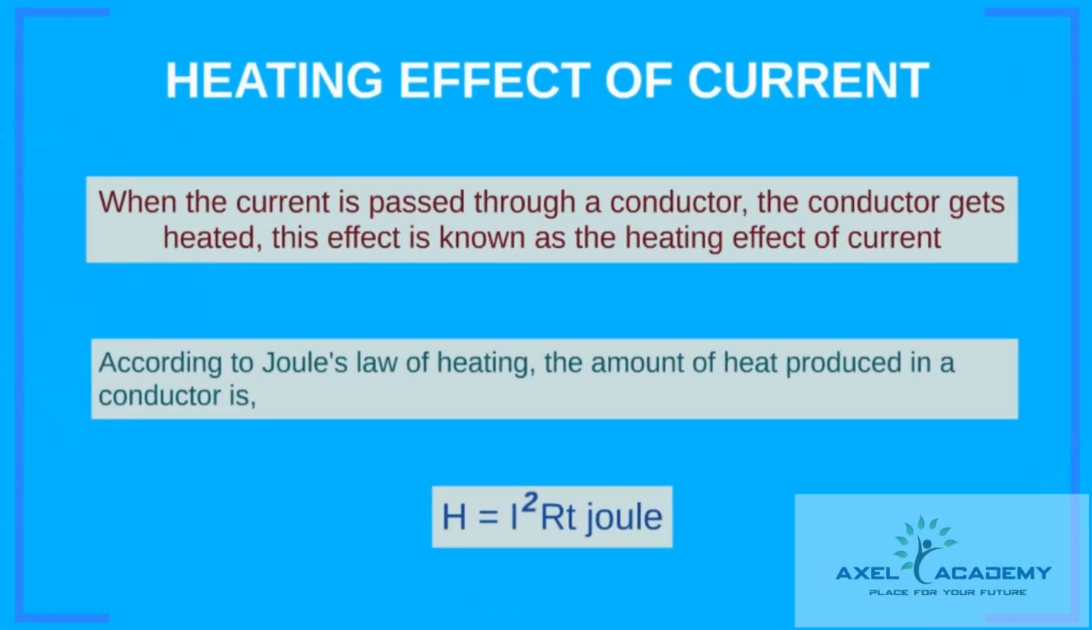Heating effect of current. When the current is passed through a conductor, the conductor gets heated. This effect is known as heating effect of current. According to Joule's law of heating, the amount of heat produced in a conductor is H = I²RT joule, where H is the heat, I is the current, R is the resistance, and T is the time period. In our home, we use appliances like water heater, iron box. These are the examples of applications of heating effect of current.